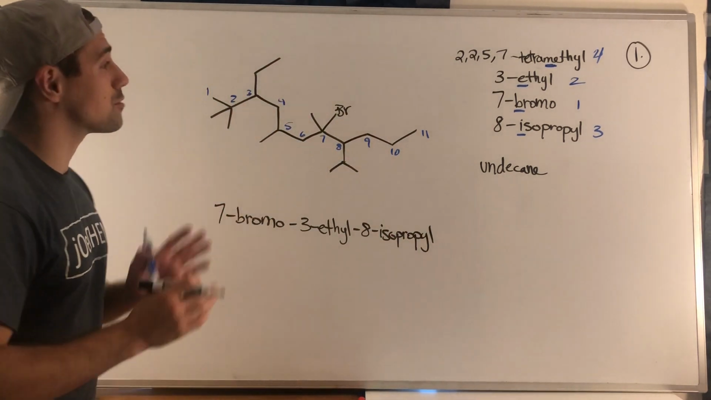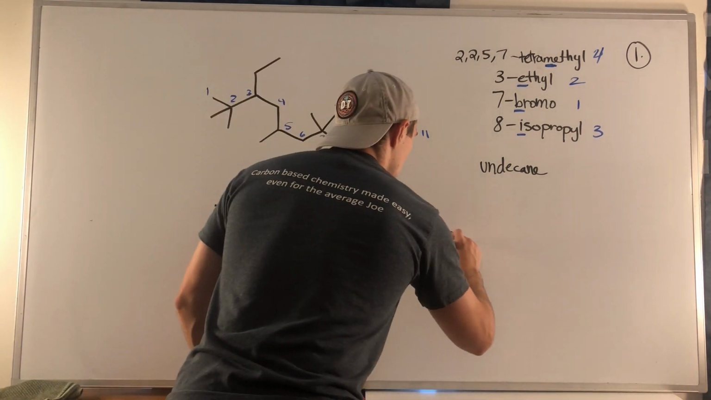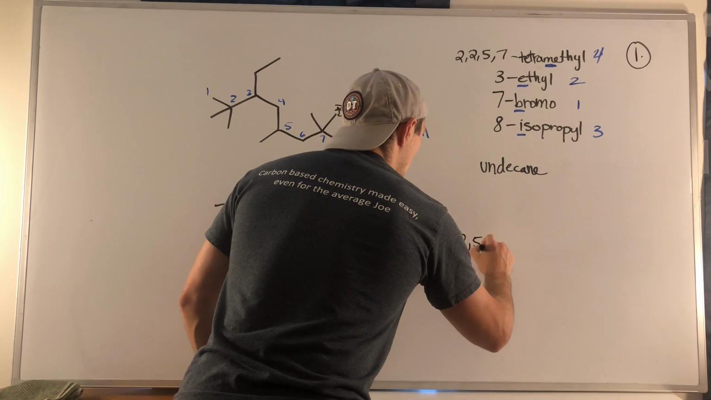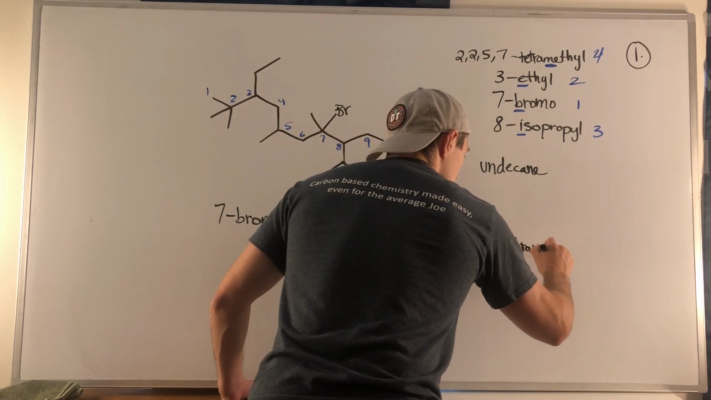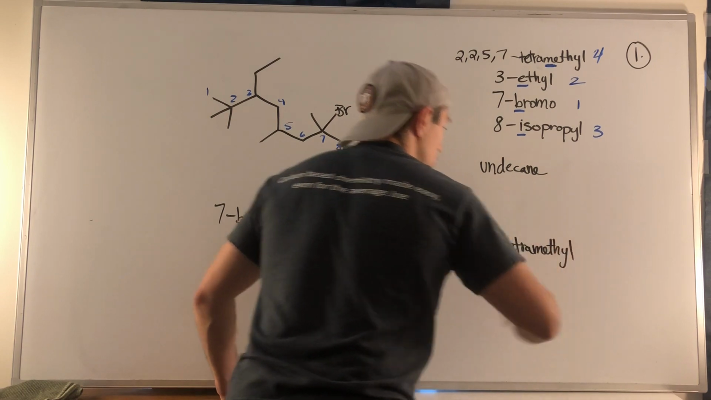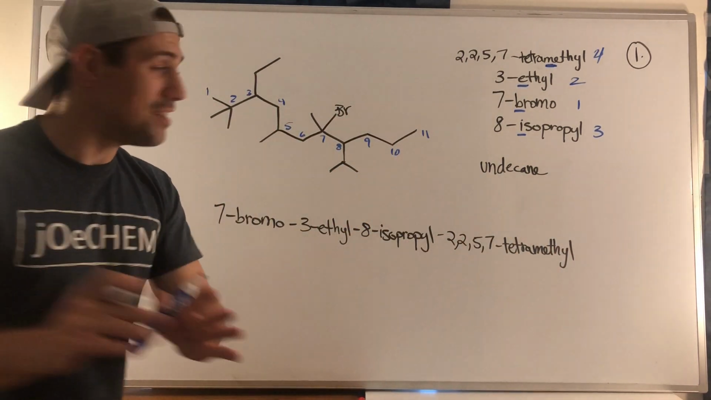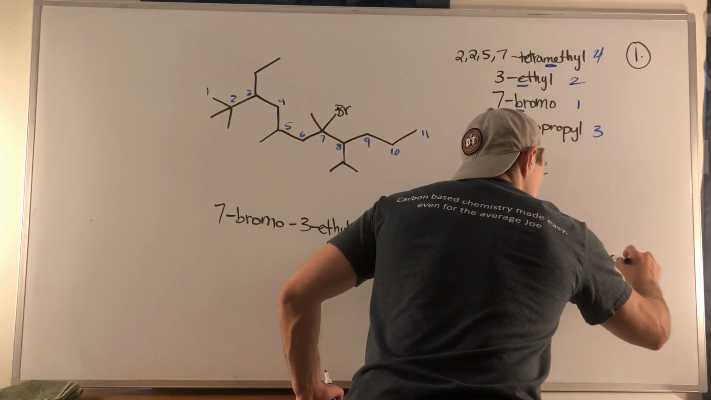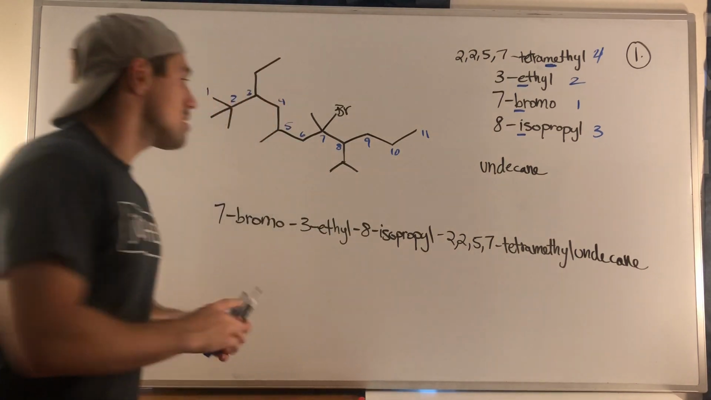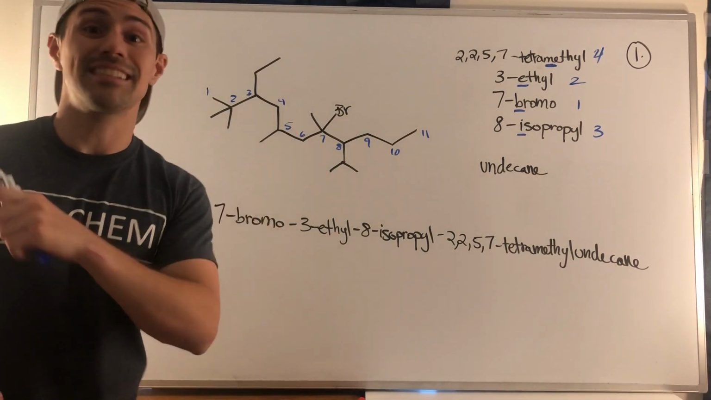Make sure you have enough room to actually write this long enough. 8-isopropyl, and then again, we're going from letter to number, so then it's going to be the 2,2,5,7-tetramethyl. And then when you go from last substituent into the parent, run it all together. Sounds super weird, but run it all together. Tetramethylundecane. Okay. Take it in, and then we'll move on to the next example.